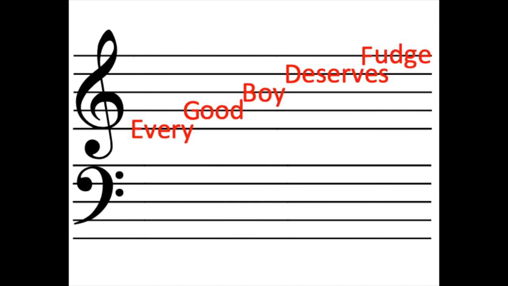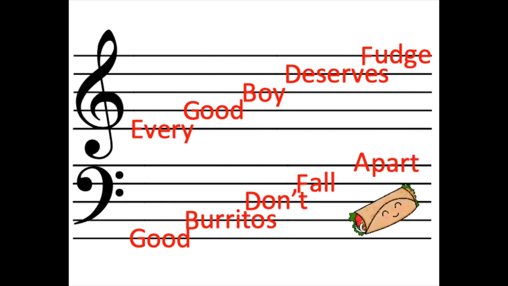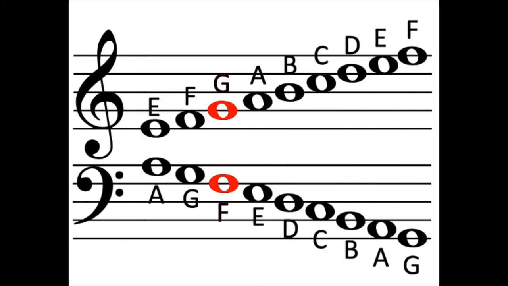If we go to the lines of the treble clef, E, G, B, D, F, one of the ways you can learn that, every good boy deserves fudge. I know, girls do too, but that's beside the point. This helps us remember it. Every good boy deserves fudge. For the bass clef, G, B, D, F, A, good burritos don't fall apart. So there's the lines of the treble and bass clef.